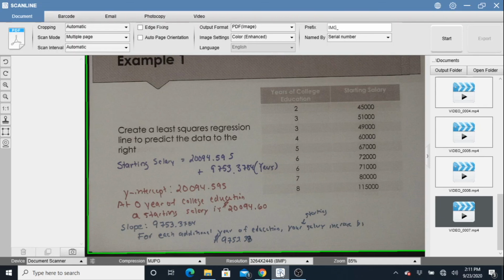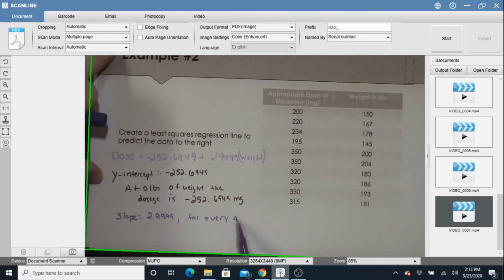So, for every additional pound, the dose increases by 2.9999 milligrams. Okay, so now they're both explained and we're good.